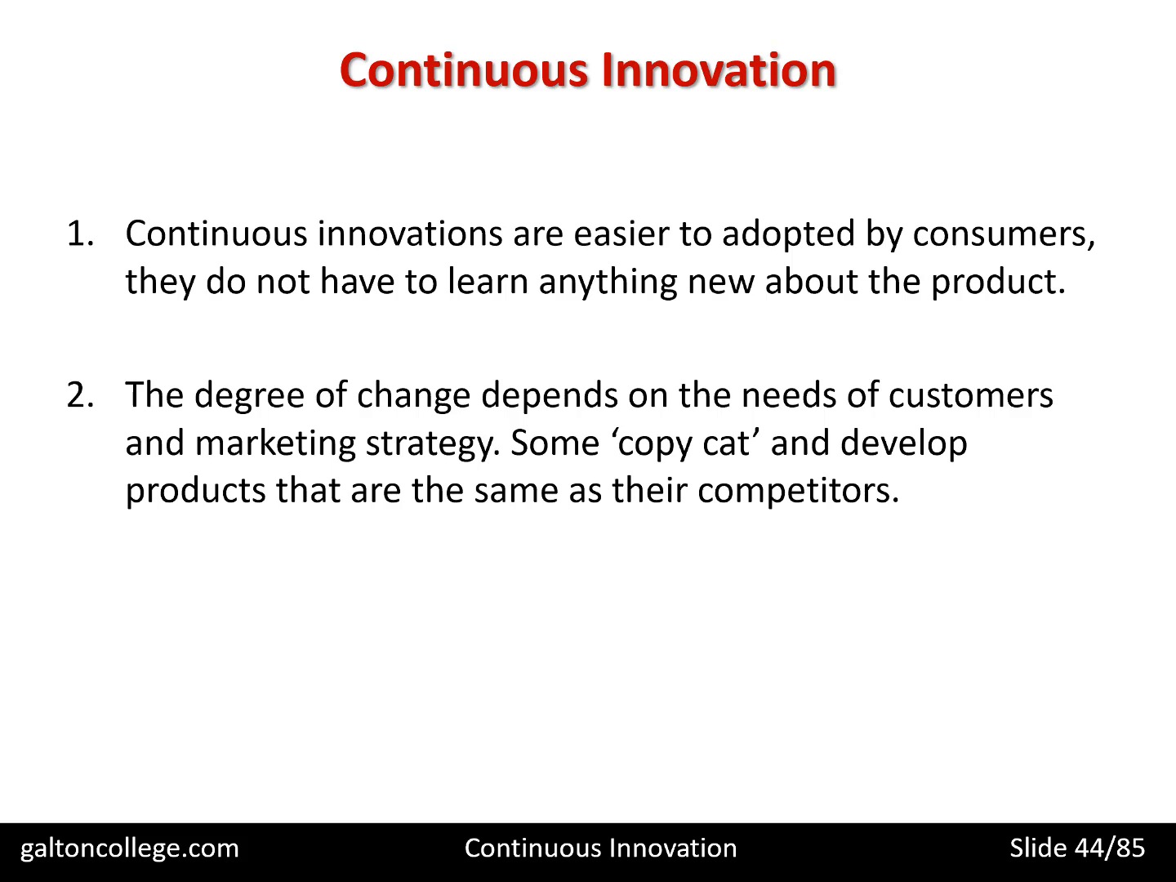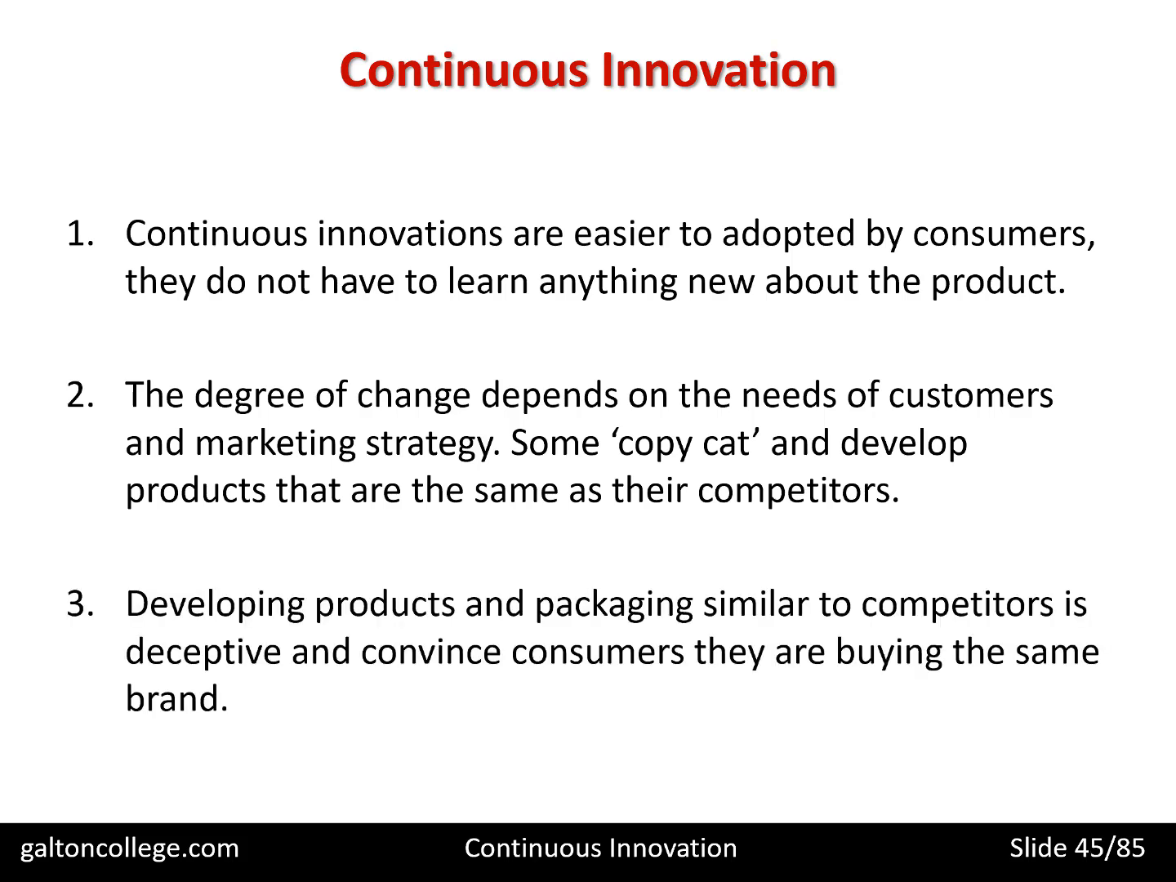But each company is trying to outwit the others. They're trying to get an advantage over the others and bring out something new. If they can't, the best they can do is copy what's there already. Imitate the most successful. Developing products and packaging similar to competitors is deceptive and convince customers that they are buying the same brand. That's what they're trying to do. They're bringing out essentially the same product, and this happens not just with phones.